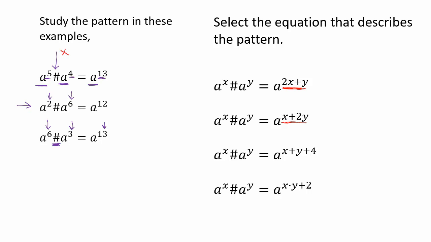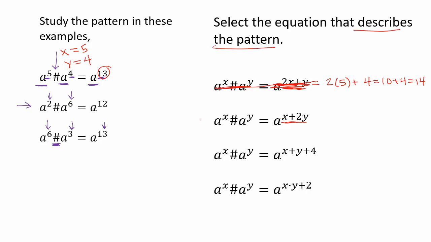So here in our first example, x is 5, y is 4. And is this true? Is 2x plus y equal to this value of 13? So let's see. We're going to do 2 times our x, which is 5, plus the y, which is 4. This gives us 10 plus 4, which is 14. This is not equal to our 13, so we can count this one out. That's not what's described by the pattern.